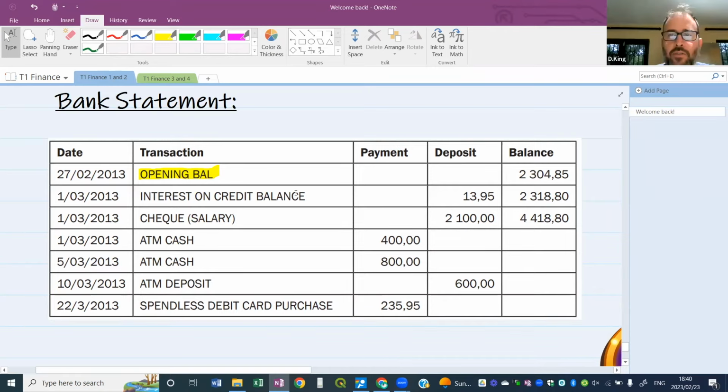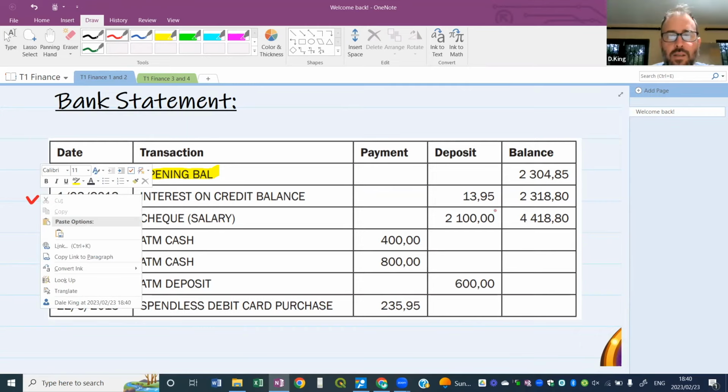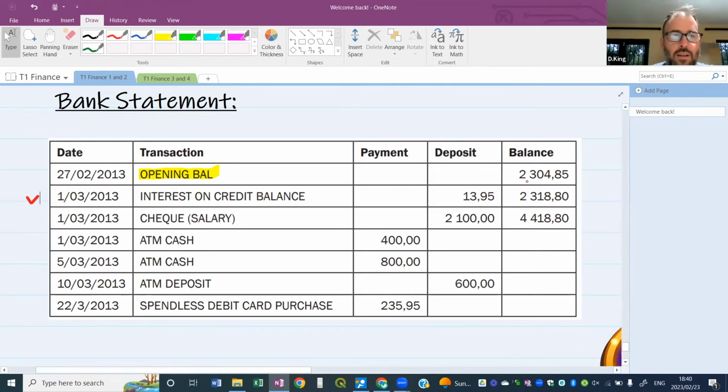Okay. The first transaction happens here on the 1st of March. All right. So the 1st of March, there's our first transaction over there. And it says interest on credit balance. Okay. Now, what does that mean? Interest on credit balance. It means that the balance that you had at the end of the last month, beginning of this month, 2,385, the bank will give you some interest based on that.